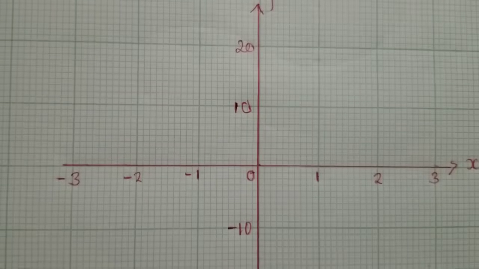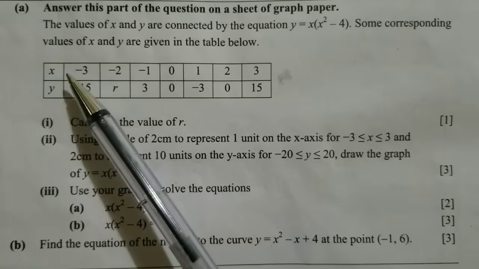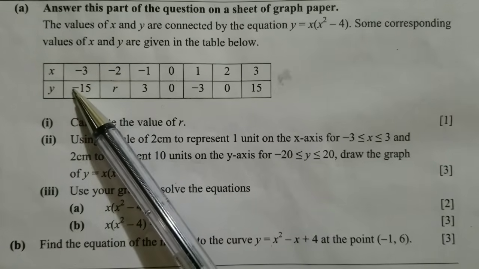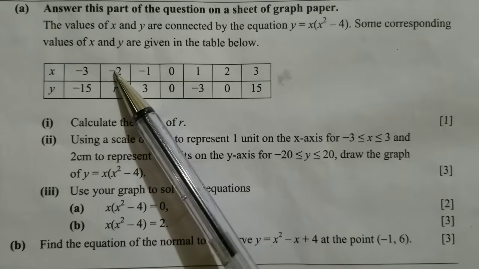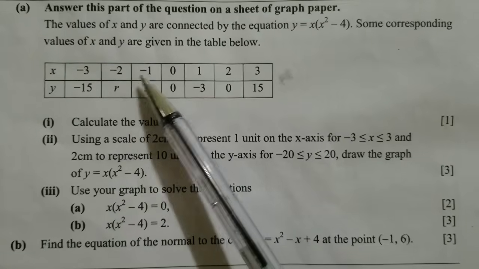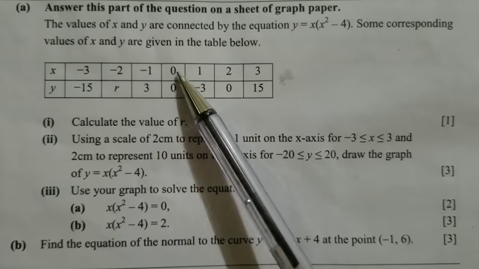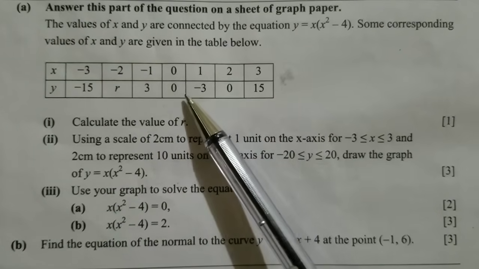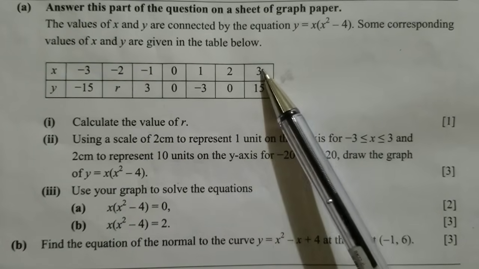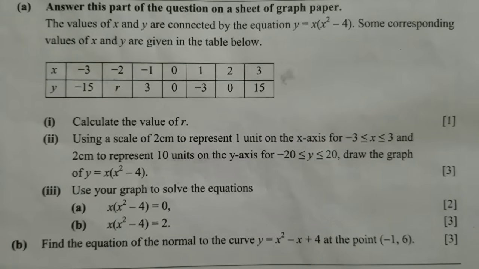So now, let's look nicely at the coordinates and see what we're talking about. The first set of coordinates here is -3, -15; -2, 0. We have found the value of y to be equal to 0. Then -1, 3; 0, 0; 1, -3; 2, 0; 3, 15. Just like that. So these are the coordinates we are supposed to plot. So let's start.